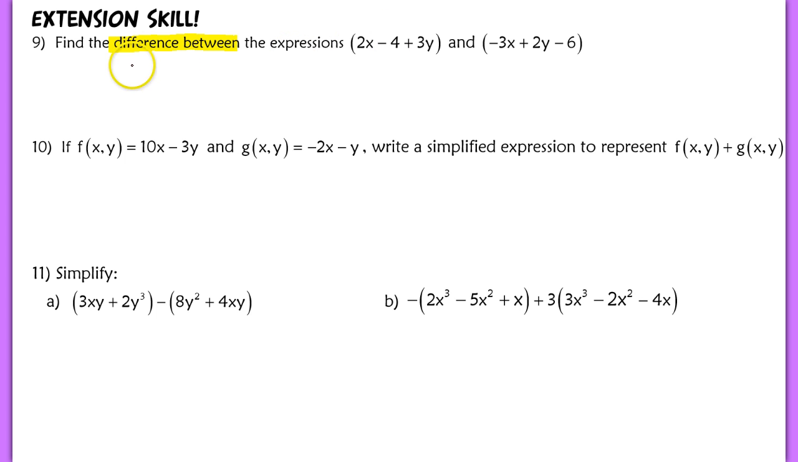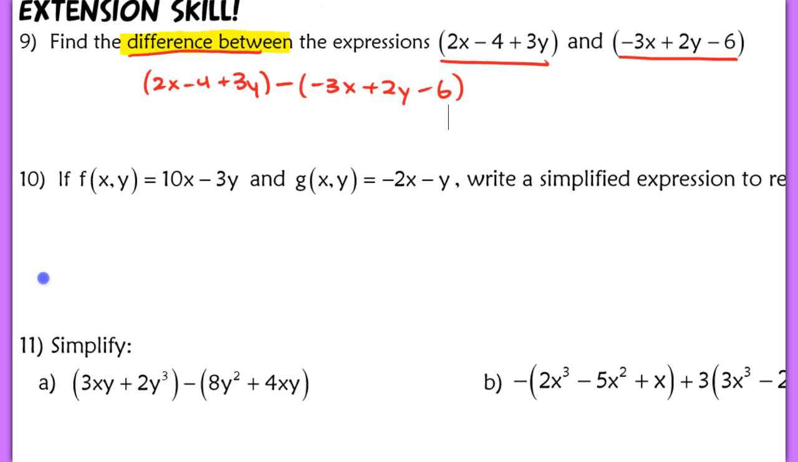So I'm going to take the quantity 2x minus 4 plus 3y. So I take this first set of parentheses and I subtract, because I'm finding the difference between the two, this second quantity here, -3x plus 2y minus 6. Now remember that this first set of parentheses here has a positive 1 out in front. That 1 doesn't really change anything on the inside even after I distribute it.